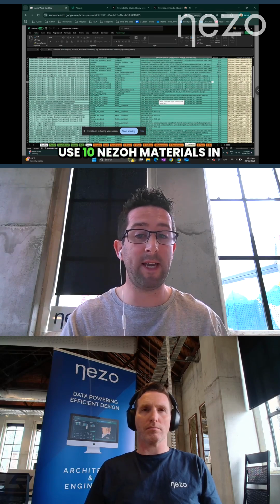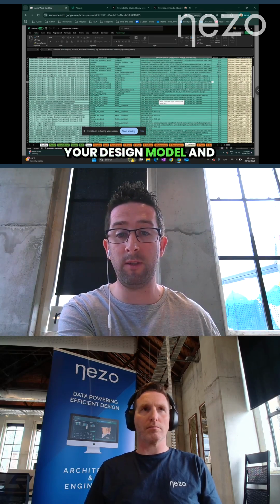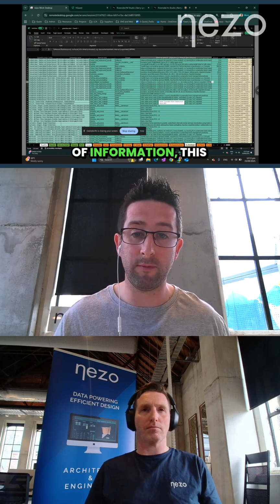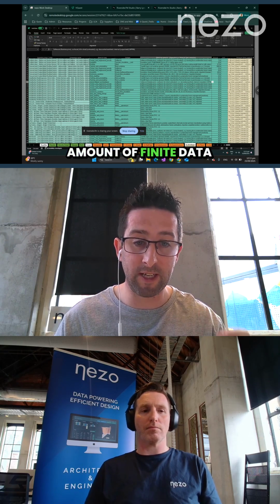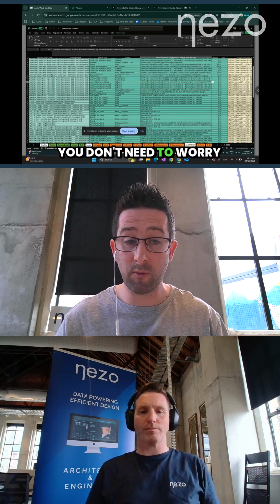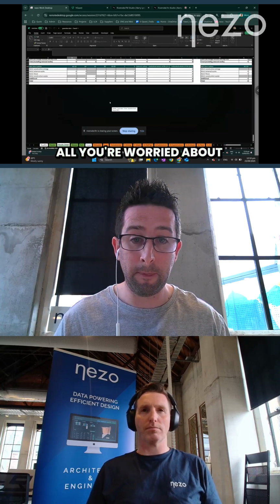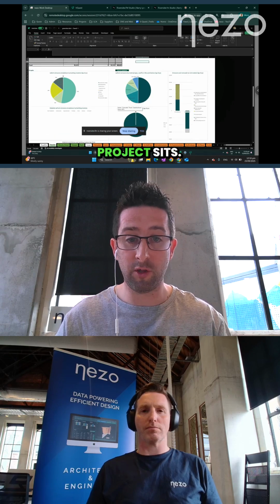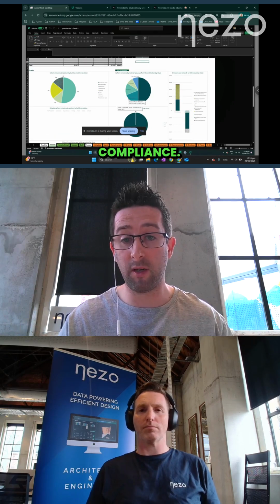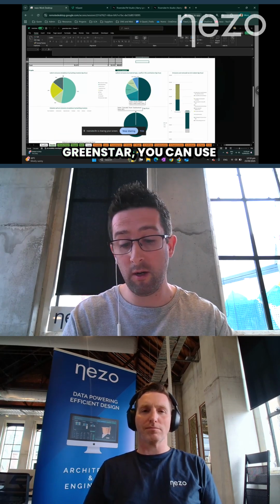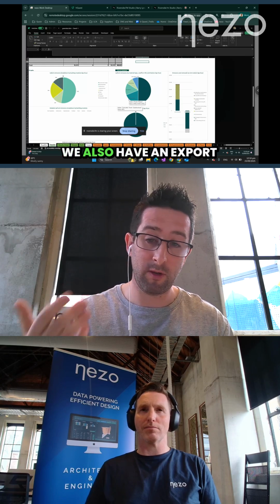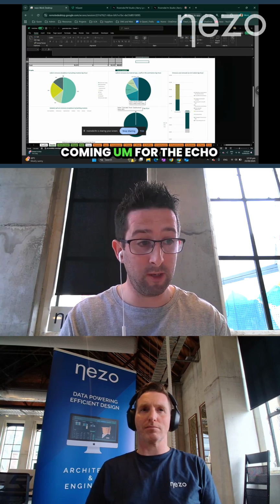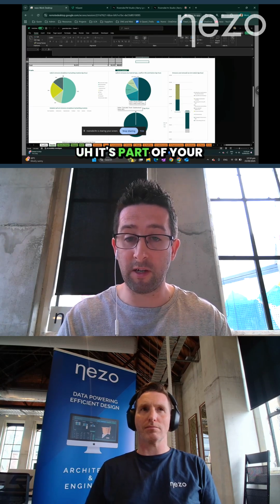Sometimes you might only use 10 Nezo materials in your design model, and you'll see this quantity of information, this amount of finite data entered into the spreadsheet. You don't need to worry about it. All you're worried about is coming to the results tab and exploring where your project sits, and also meeting compliance. If you're going for your Green Star, you can use this for Homestar as well. We also have an export coming for the ECCHO tool. It's part of your compliance pathway.